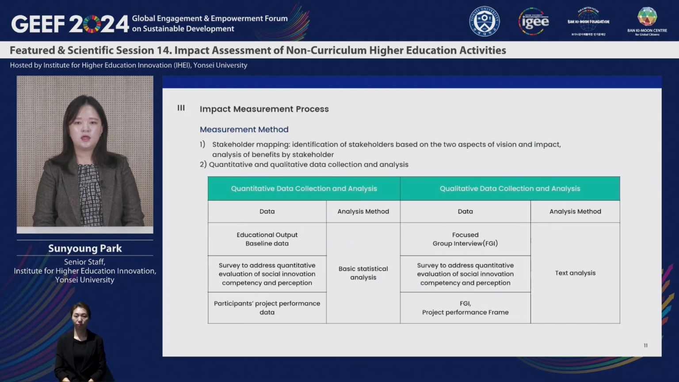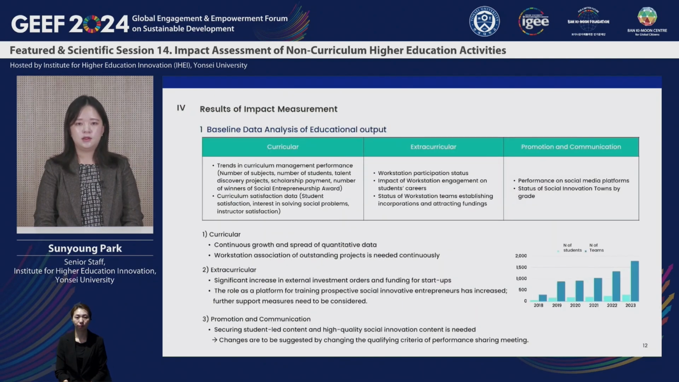Before we started measuring impact, we classified the stakeholders of the program and analyzed the benefits so we could set the target of impact measurement and how to measure it. For impact measurement, we collected both quantitative and qualitative data, and, as in the impact model, we separated the educational dimension from the social innovation ecosystem dimension and summarized each type of data and analysis in a table.